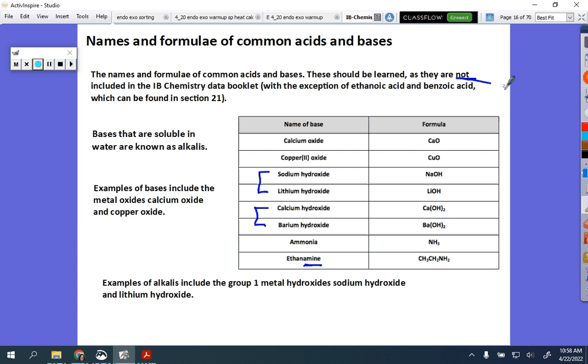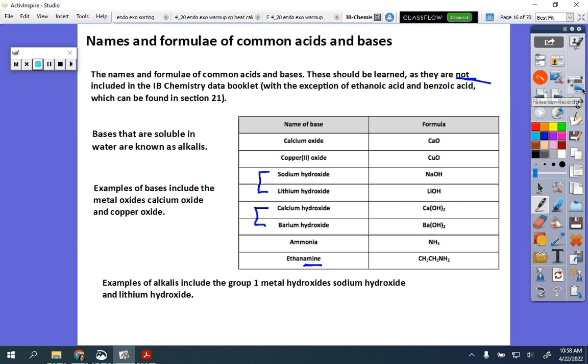So generally, metal oxides, metal hydroxides, ammonia, and then again, we'll talk about amines a little bit when we get into organic. And I will post these slides also. And like I said, the answer key for the study guide is already up.